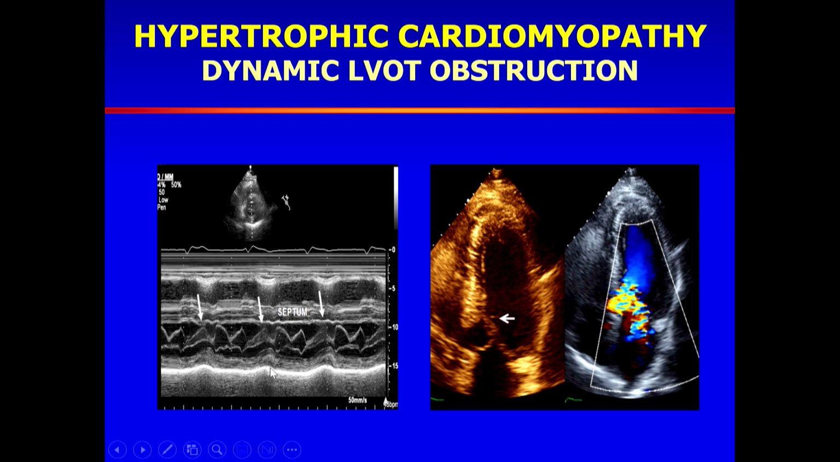By M mode, we see contact between the anterior leaflet of the mitral valve and the septum. You see these arrows during systole. The longer the duration of the contact, the more severe the obstruction.